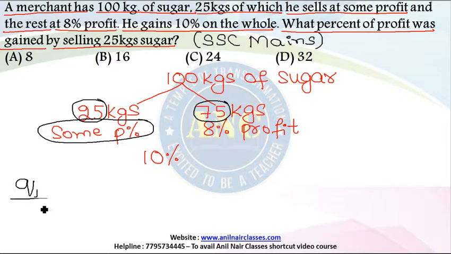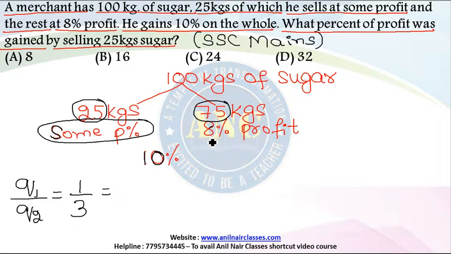The ratio in which the two quantities are mixed is given as 25 by 75, which is 1:3, and this unknown profit percentage is what we need to find. I don't know the value, that is what I am finding, so let me keep it as some unknown variable. This is 8 and the resultant is 10.